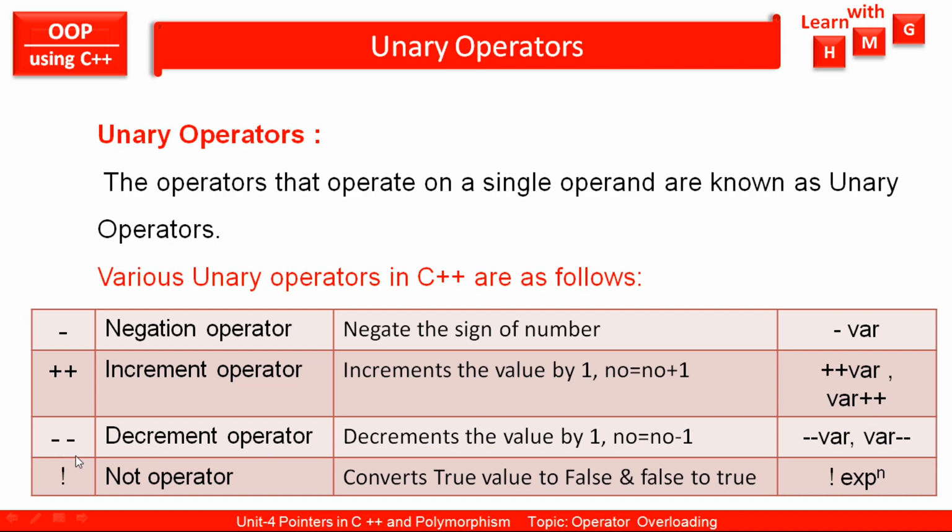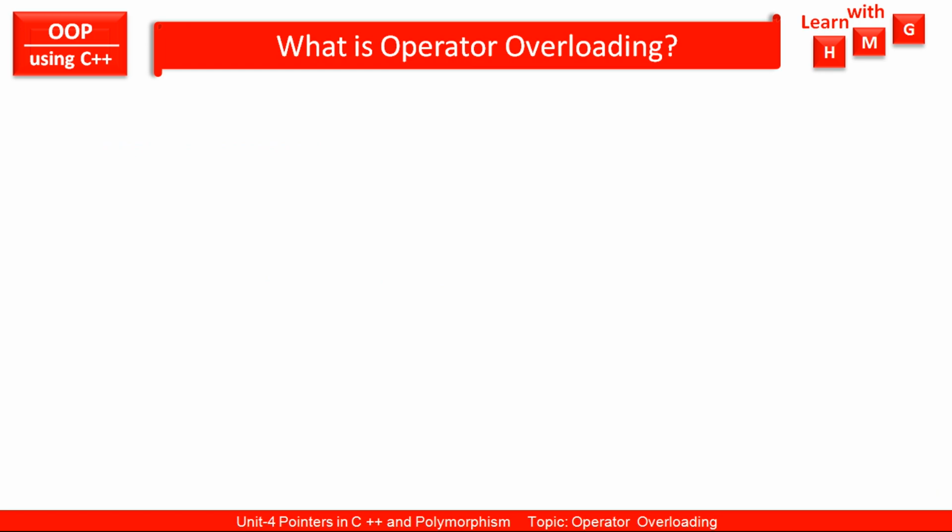On the same line, the decrement operator is used to decrement the value of a variable by 1, and it is also used in pre-decrement and post-decrement formats. And the not operator is used as a logical operator which converts true to false and false to true. For example, not expression, where expression is a logical expression. So these are the four basic unary operators in C++.